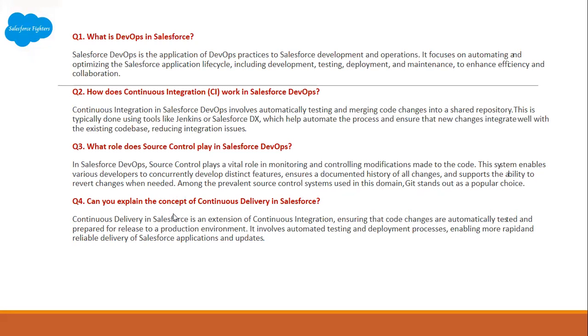Next question. Can you explain the concept of continuous delivery in Salesforce? Continuous delivery in Salesforce is an extension of continuous integration, ensuring that code changes are automatically tested and prepared for release to the production environment. It involves automating the testing and deployment process, enabling more reliable delivery of Salesforce applications and updates.